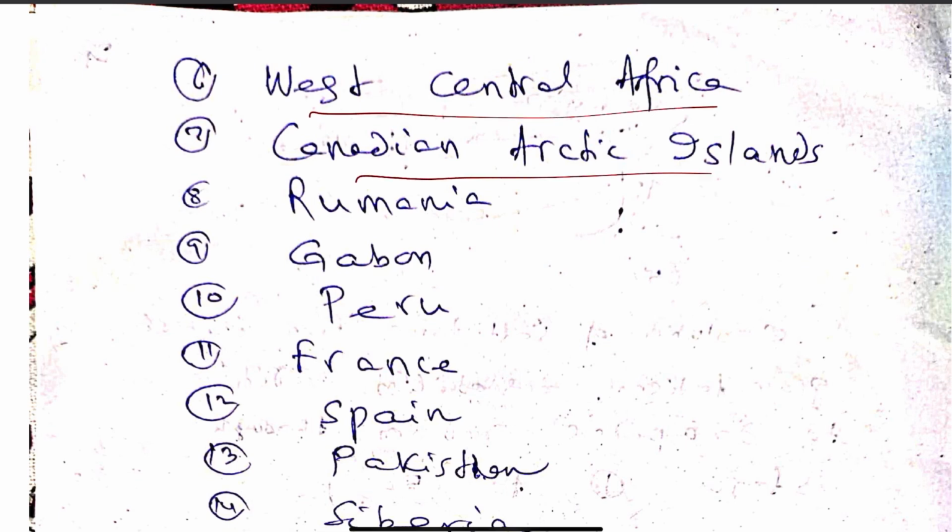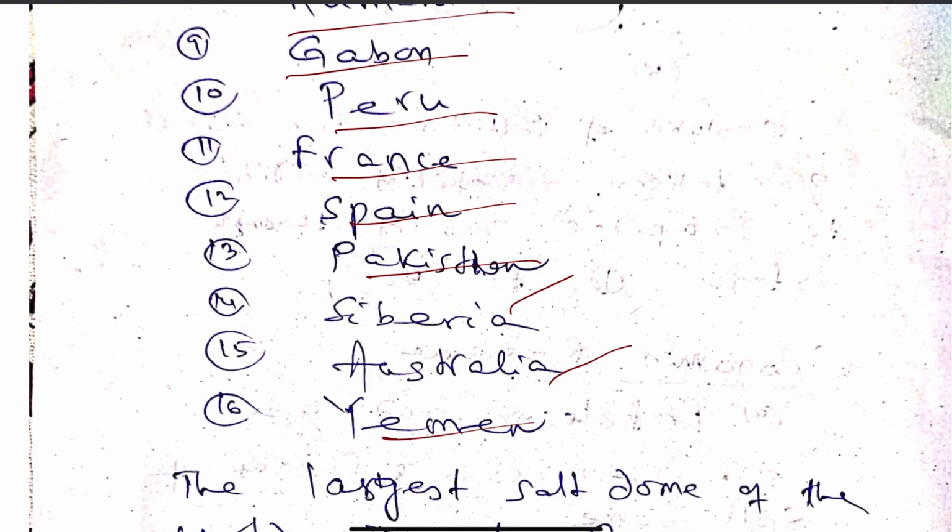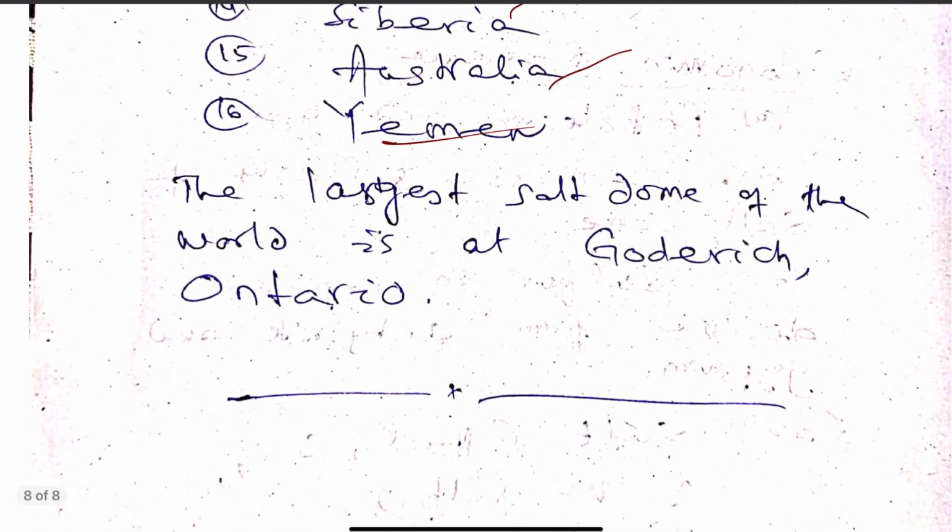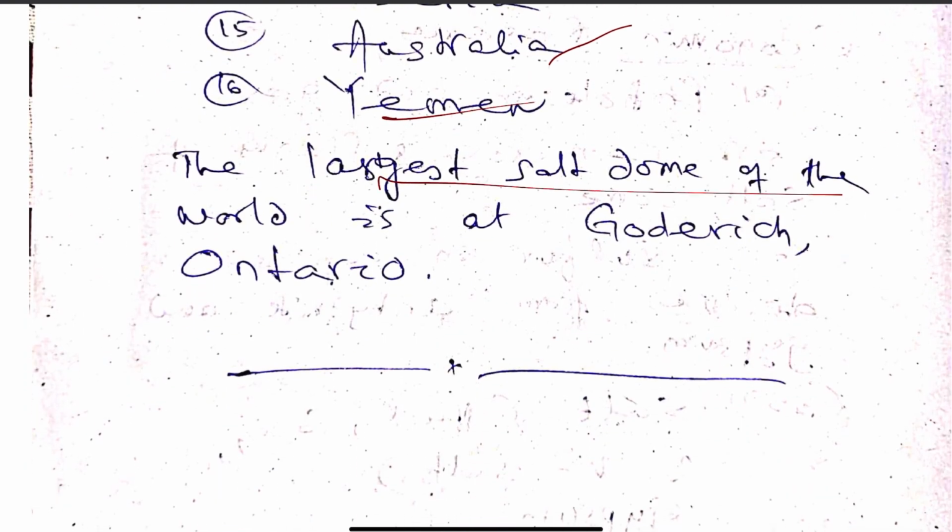We have West Central Africa, Canadian Arctic Islands, Romania, Gabon, Peru, France, Spain, Pakistan, Siberia, Australia, Yemen. So these are the countries and places where we find salt domes. And the largest salt dome in the world is found at Goderich, Ontario.